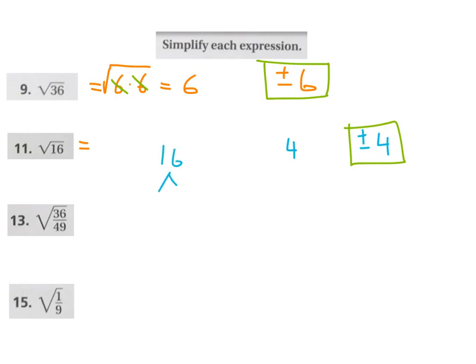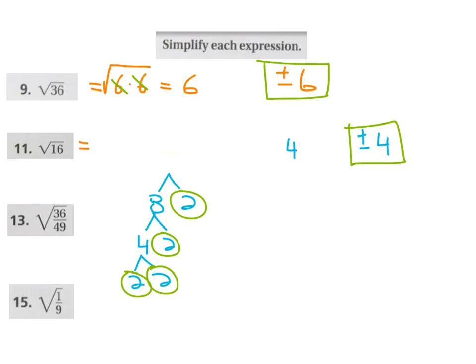But 16 we could break down multiple ways. You could say 8 times 2, and then if it's a prime number, meaning you can't break it into two smaller things that multiply to it, then you circle it, right? So we got 4 times 2, circle that, break this down into 2 times 2, and we'll circle both of them because they're prime. So then what we're really describing for the square root of 16 is the square root of 2 times 2 times 2 times 2.